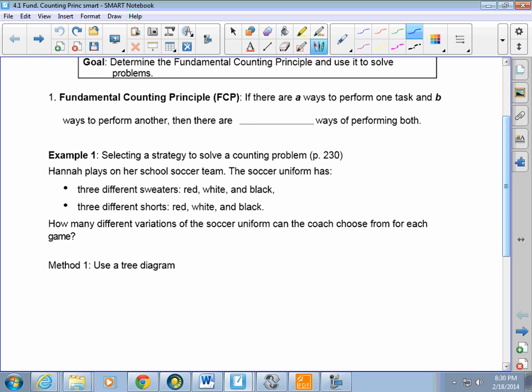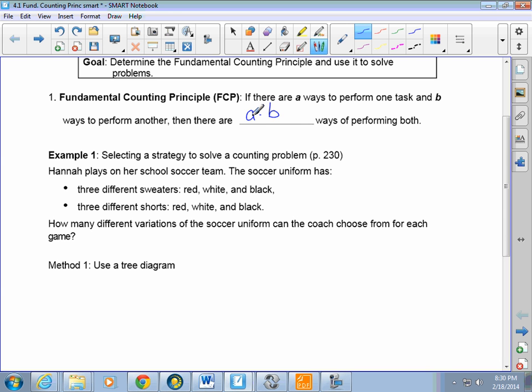So the fundamental counting principle says if there are A ways to perform one task and B ways to perform another task, then there are A times B ways of performing both. So if you've got 6 ways of doing one thing and 7 ways of doing another, altogether there's 42 different ways of doing those activities.